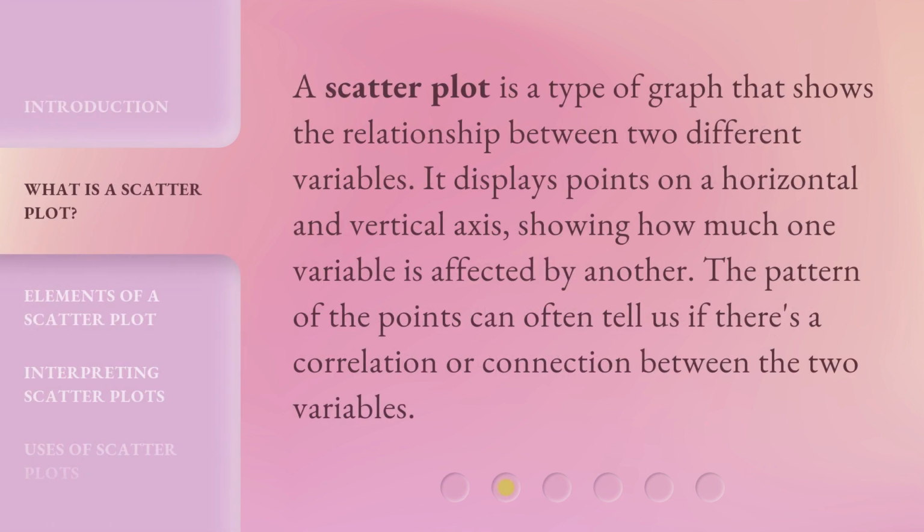A scatter plot is a type of graph that shows the relationship between two different variables. It displays points on a horizontal and vertical axis, showing how much one variable is affected by another. The pattern of the points can often tell us if there's a correlation or connection between the two variables.